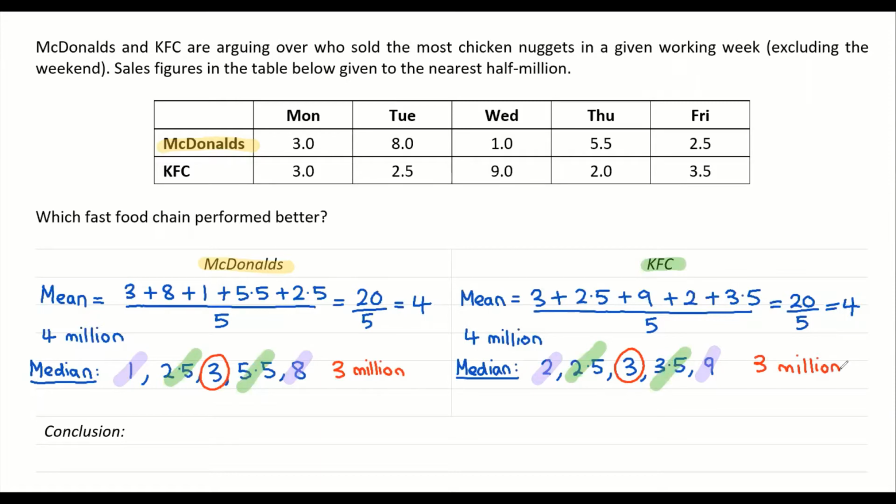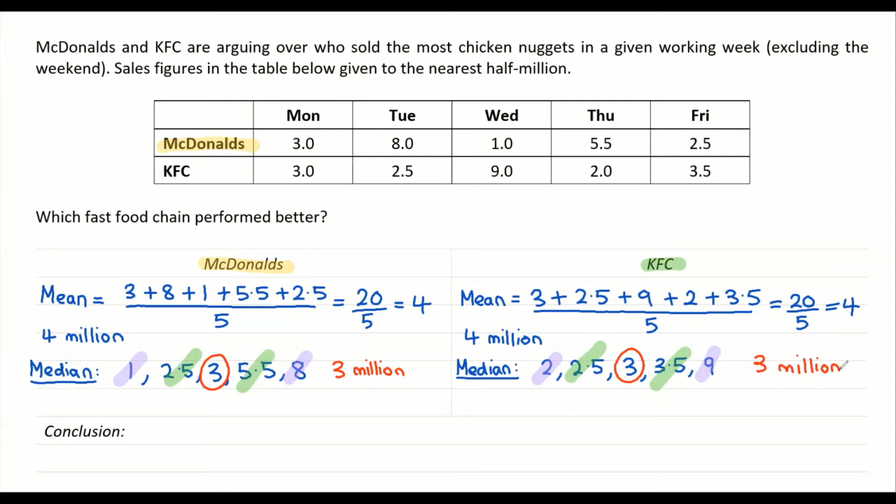Well, if we've got the same averages, maybe the thing that would determine one from the other would be how consistent they are. So perhaps McDonald's is more consistent than KFC, or vice versa. And what I mean is that their number of sales is more grouped together, so it's easier to predict how well their sales are going to go week by week or day by day. Now, this is a consistency issue. Arguably, the more consistent a company is, the better it is.